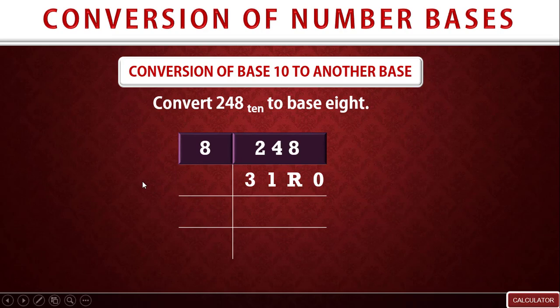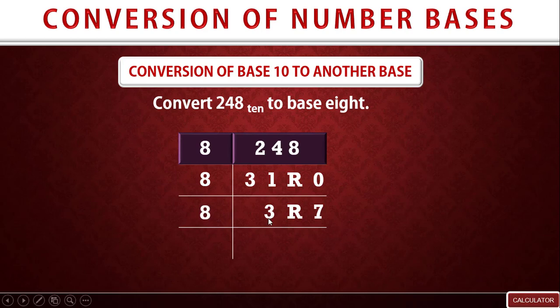The next thing now is to divide again this 31 that we got from here by 8. So how many 8s will go in 31? 8 will go in 31 3 times. That's 8 times 3, which gives us 24. So 31 minus 24 gives us remainder 7. Then the next thing now, this 3, we need to divide it by 8.